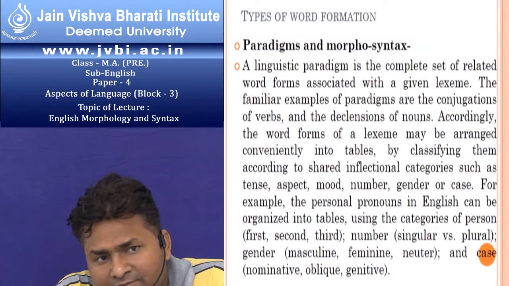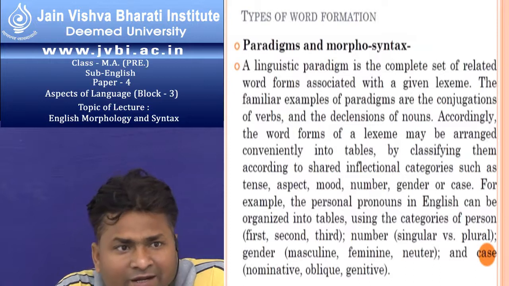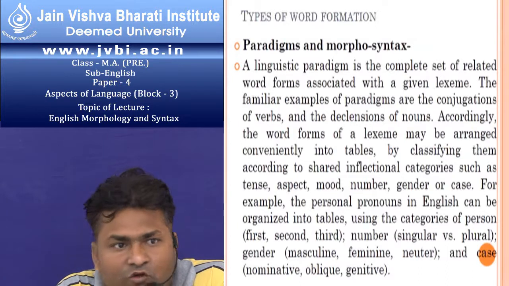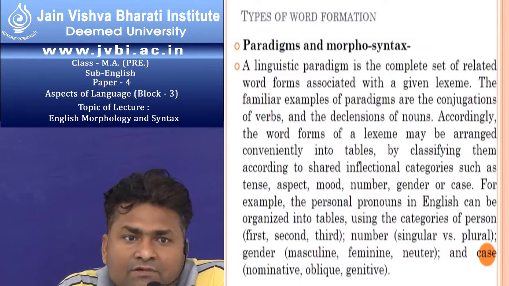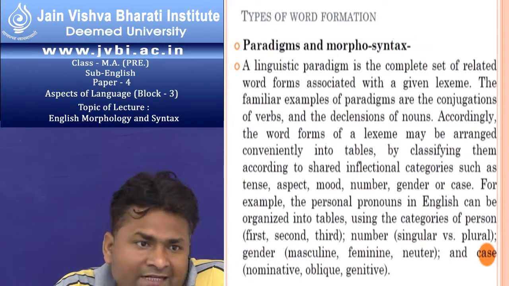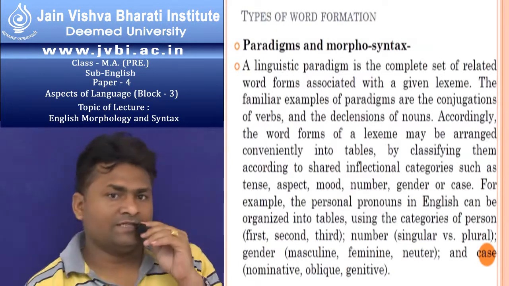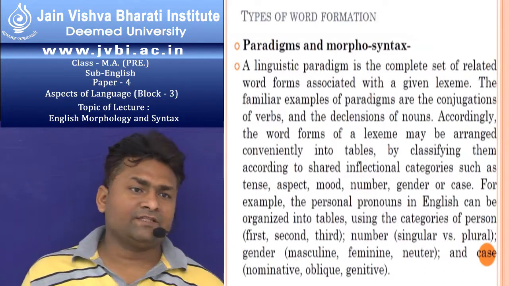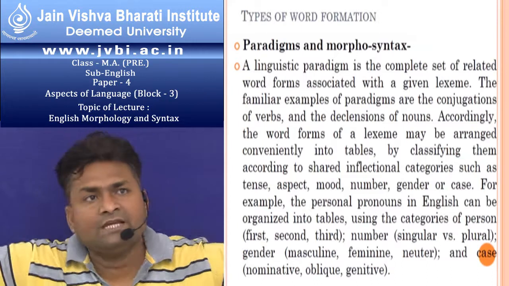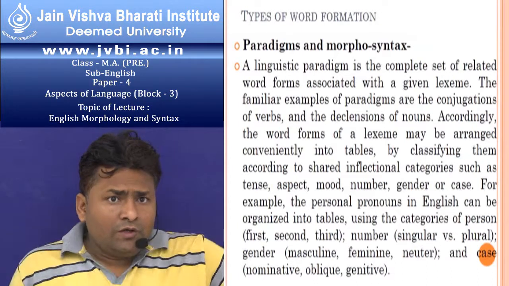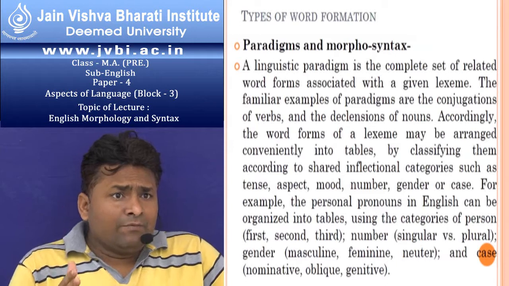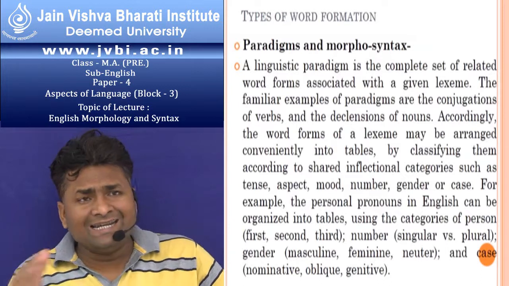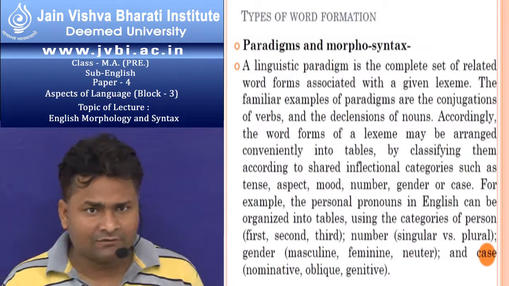For example, the personal pronouns in English can be organized into tables using the categories of person: first person, second person, third person; number: singular number, plural number; gender: masculine, feminine, neuter gender, common gender, etc.; and case: nominative case, genitive case, subjective case, objective case, possessive case, reflexive case, etc. So, you see, we can put them into categories, we can finalize their categories, and this is how we can decide.